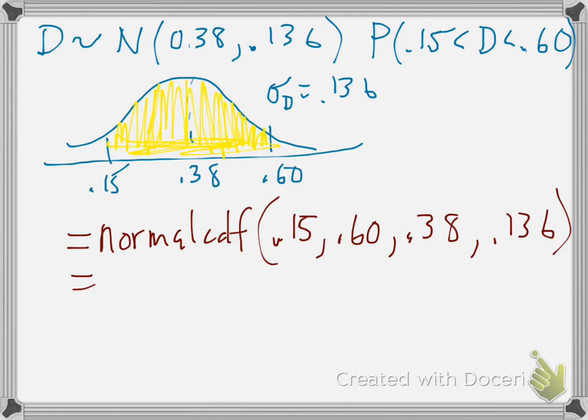Inverse norm. Oops, not that. Supposed to say normal CDF. There we go. 0.15, comma 0.6, comma 0.38, comma 0.136. I get 0.9017. Yeah, we're done, right? Wrong. We're almost done, though.